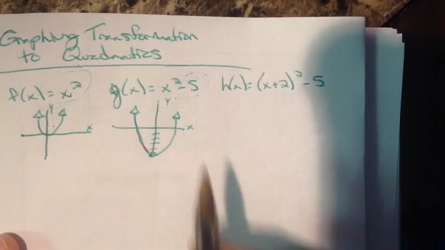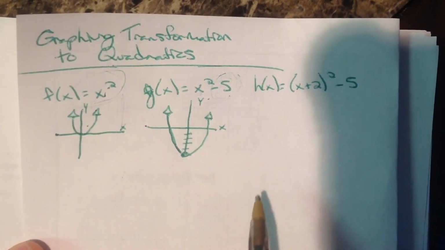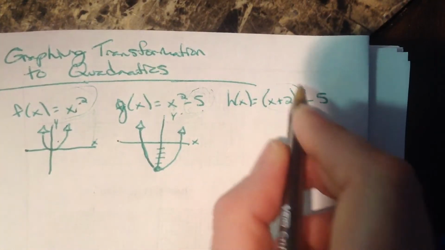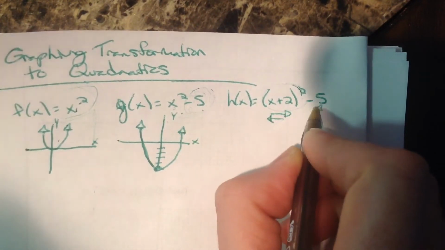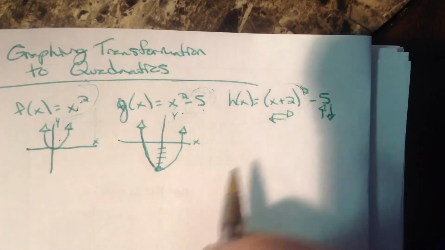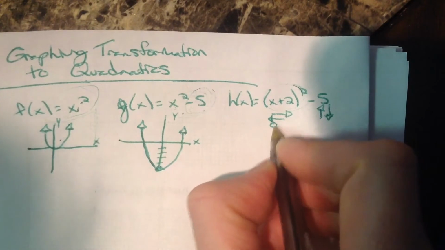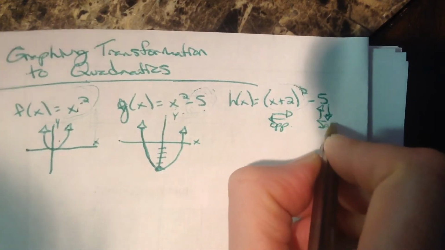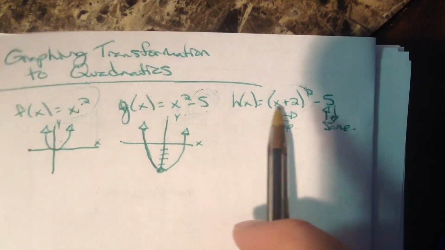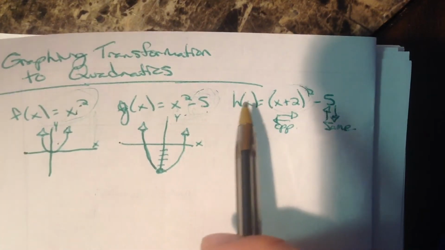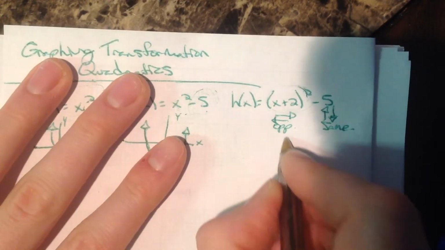Well, h of x has that -5, so it's also shifted down. But this 2 inside, the inside shifts tell us whether to go left or right, whereas this one told us to go up or down. Well, this happens the opposite of what you think, and this happens the same as what you think. So since this is a -5, we went down 5. But since this is a +2, instead of intuitively going to the right, it goes the opposite. It goes to the left 2.